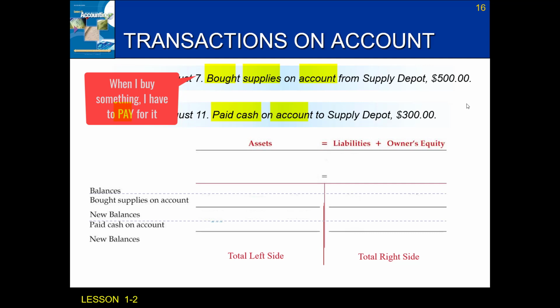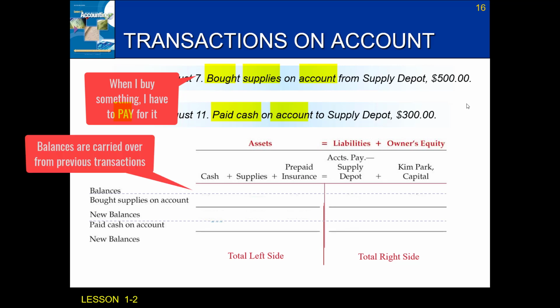So what we're going to do is keep all our account titles we used from before: cash, supplies, prepaid insurance. And our new account title this time is accounts payable, specifically to Supply Depot. And I'm still going to keep Kim Park Capital there because we had used her before. I'm going to carry my previous balance from the last slide over. And notice I'm starting with $0 in accounts payable because this is the first time I've seen that.